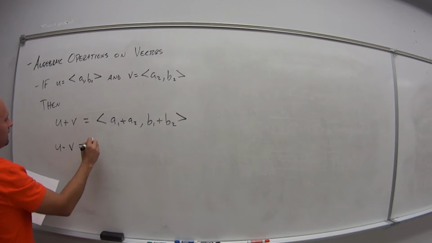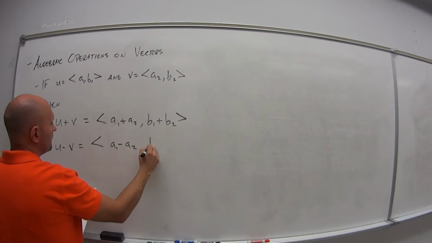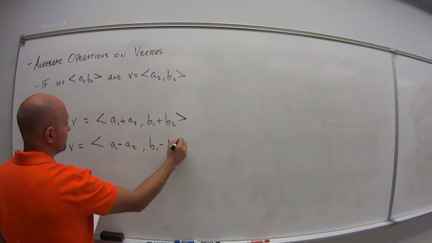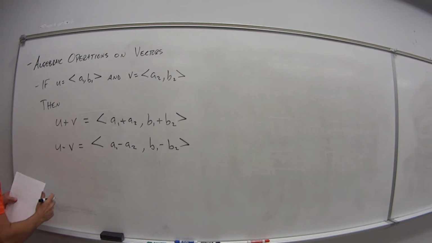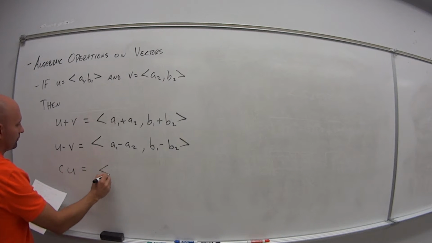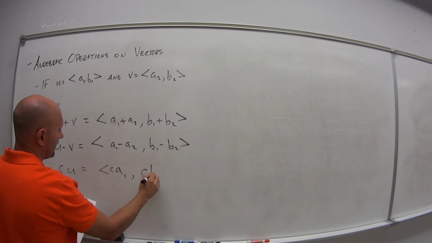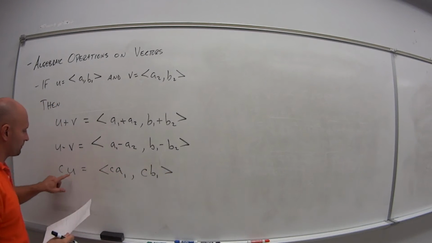If I have U minus V, well, it's just going to be A1 minus A2, B1 minus B2. And then if I have some scalar C multiplied by U, this is just C times A1 and C times B1, if I'm only dealing with my vector U.